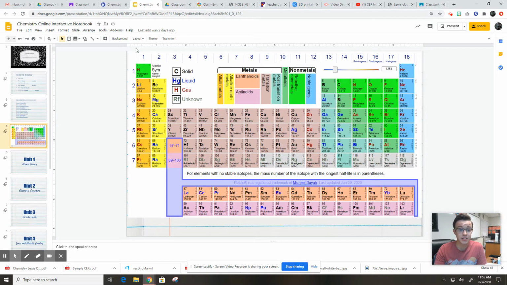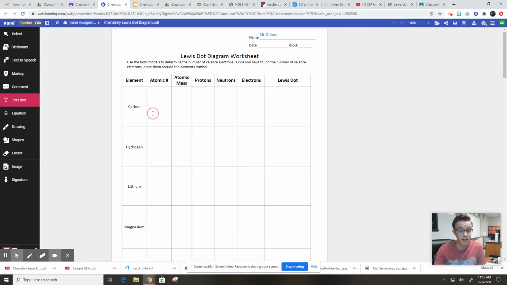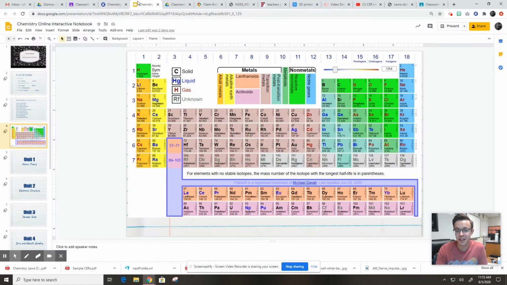It's atomic number 6. So let's go back to our Kami. I'm going to make a text box and just type the number 6. It's got an atomic number of 6. Okay, I've still got that in blue, which is cool. Now it wants the atomic mass. So let's go back to our periodic table.